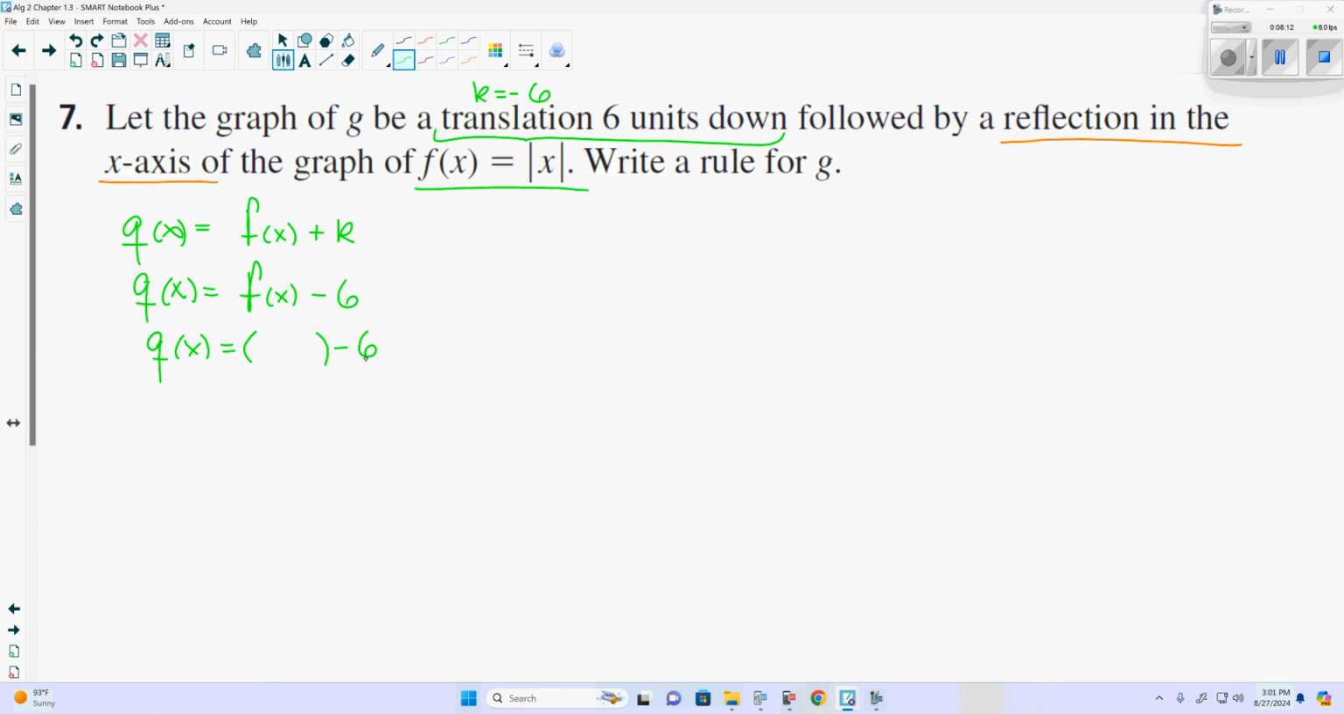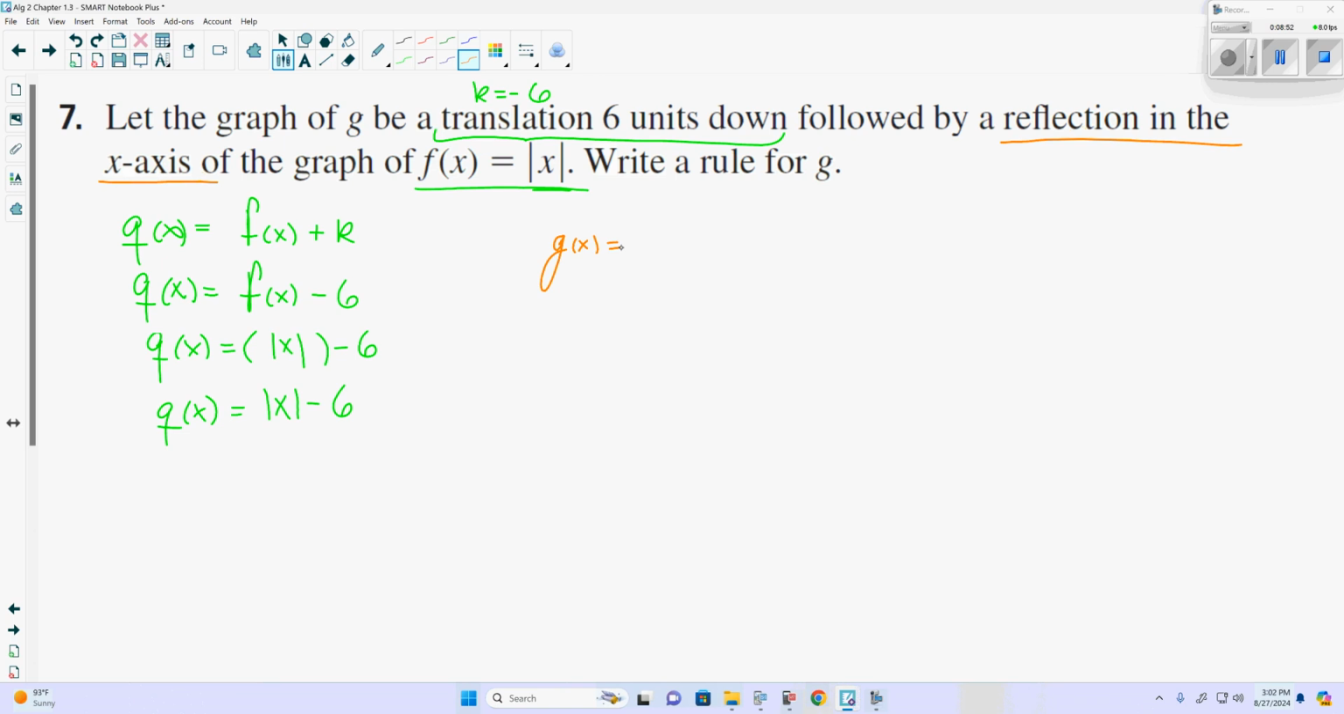All right, guys, let's focus in here. So the next thing we need to do is deal with our f of x. Since it is still f of x, we can replace it with what it's equal to, the absolute value of x. Since there's nothing in front of the absolute value of x, it's just going to be the absolute value of x minus 6.